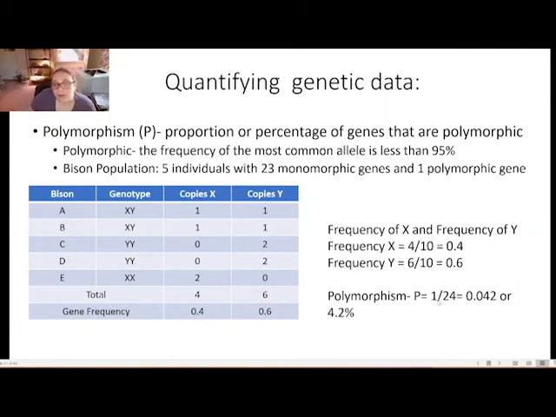And that will tell you what the level of polymorphism is in the individual or in the population. So 1 over 24, because we looked at 24 different genes, is 0.042 or 4.2%. So this bison population, at least based on the 5 individuals we looked at, are only 4.2% polymorphic. So it's a pretty low level of polymorphism.